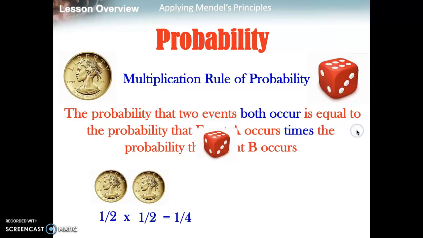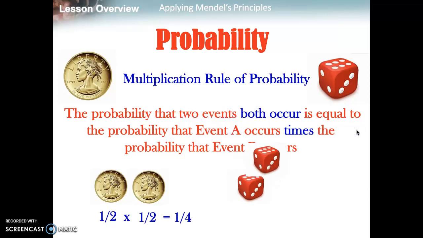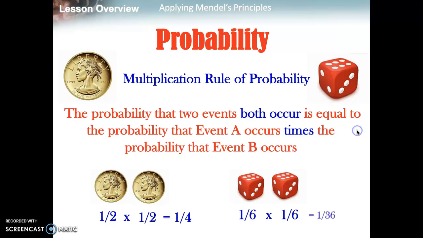We do the same here for the dice. We roll our 2 dice. We know the first die has a 1 in 6 chance of becoming a 6. We know the second one has a 1 in 6 chance. For these to occur simultaneously, we find the product. That means we multiply. So the odds of getting 2 6s is 1 out of 36. Okay, 1 out of 36. So that is our second rule that we have to pay attention to.